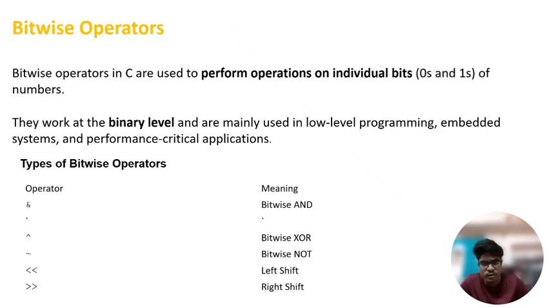Bitwise operator. Bitwise operators in C are used to perform operations on individual bits, like zeros and ones, of a number. They work at the binary level and are mainly used in low-level programming, embedded systems, and performance-critical applications. Types of bitwise operators: bitwise AND, bitwise OR, bitwise NOT, left shift, right shift. We can see an example of how they can be used in programming.